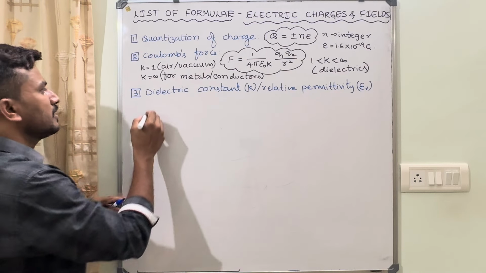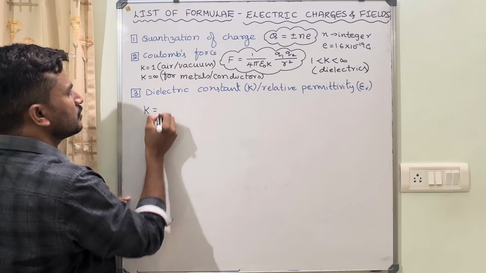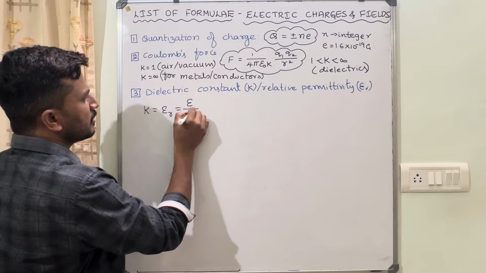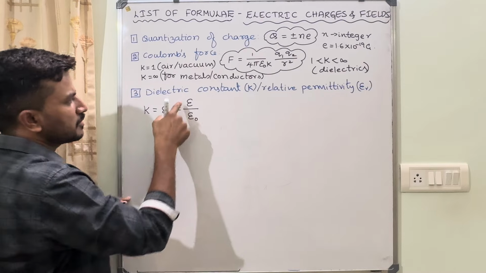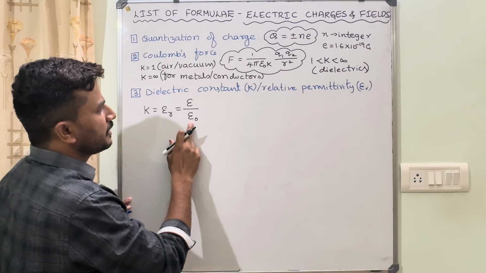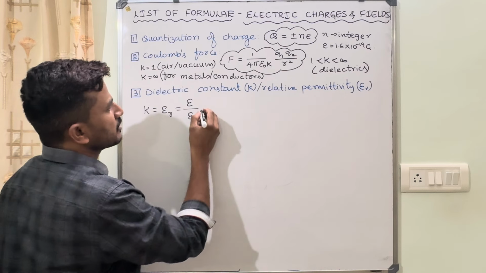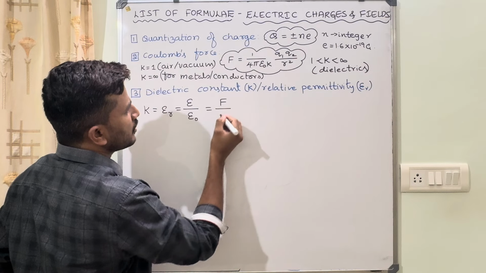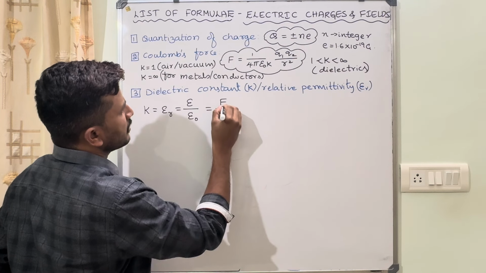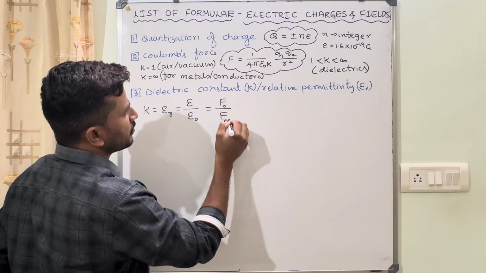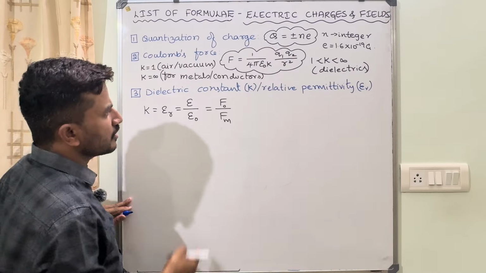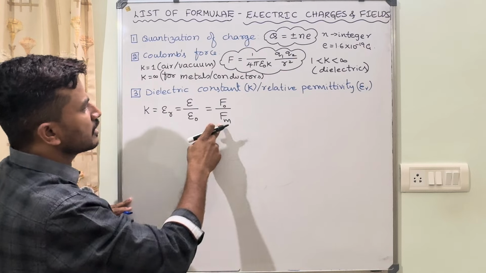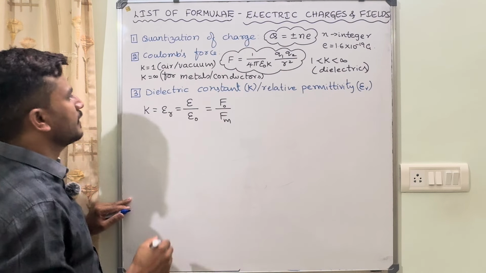So that is given by K is equal to epsilon r, can be written as epsilon divided by epsilon naught. This is permittivity of a medium divided by permittivity of free space. Also in terms of Coulomb force, K is equal to F naught divided by Fm. This is the electrostatic force in vacuum divided by electrostatic force in the given medium. This is the formula. Okay.